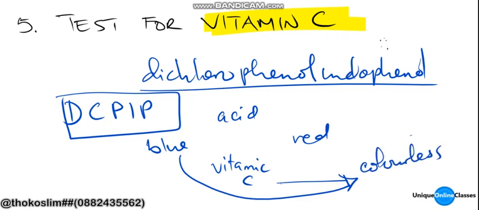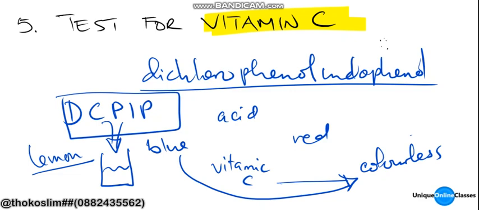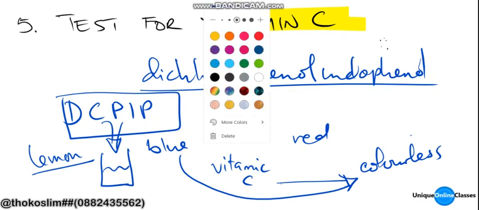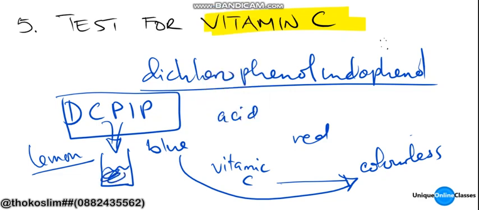So let's say we have lemon juice. When you test with lemon juice and drop it into your DCPIP, it goes from blue and changes to colorless whenever there is vitamin C. So lemon and those are some of the fruits which contain vitamin C.